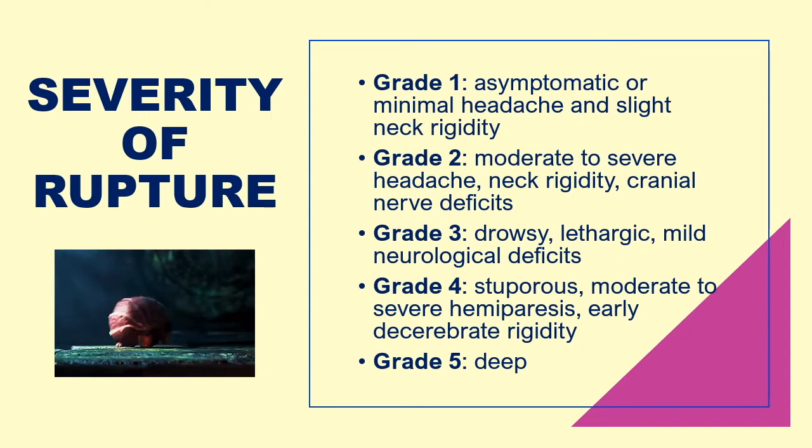Whereas on grade 5, we are exploring deep rupture of your aneurysm. So class, the severity of your rupture is often inferred from the manifestations of your subarachnoid hemorrhage. A patient who had a rupture of the AVM would have more medical needs compared to those who had a grade 3 ruptured aneurysm. So the higher the grade here, class, the higher the risk for your aneurysm.